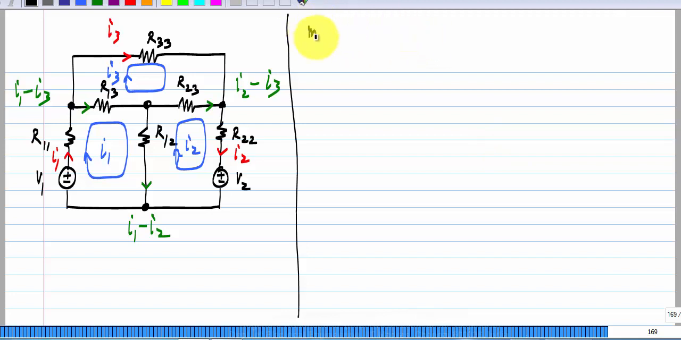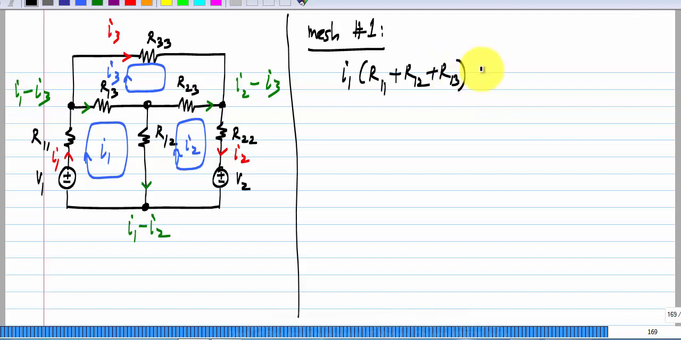So let's write the equation for all meshes. Mesh number 1, we've already done that. It is I1 (R11 plus R12 plus R13) minus I2 R12 minus I3 R13 equals V1.